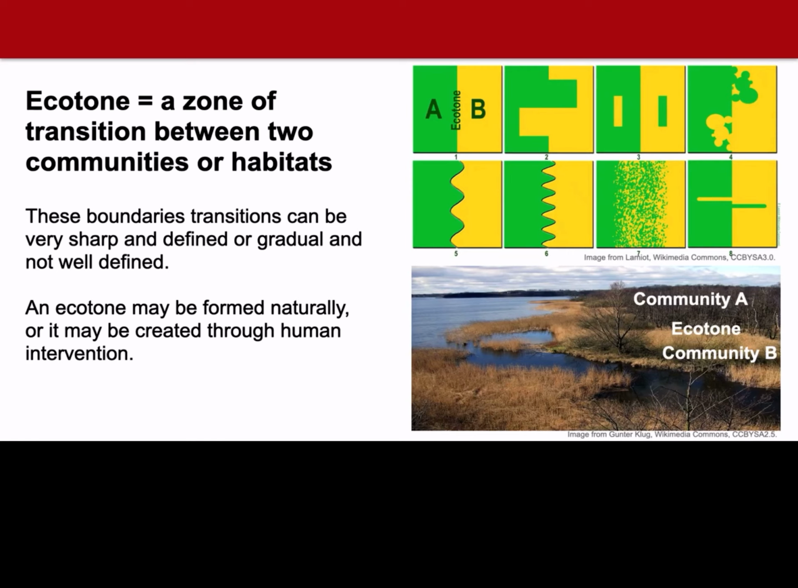An ecotone is a zone of transition between two ecological communities or two habitats. These areas can connect smaller zones, such as a wetland and a field, or they can be broader and connect larger ecosystems, such as an entire forest to a grassland. These boundary transitions can be very sharp and defined, or they can be more gradual and less defined. In this slide, we see examples of ecotones separating two communities, A and B. You can see that an ecotone can take many shapes, sizes, and complexities.